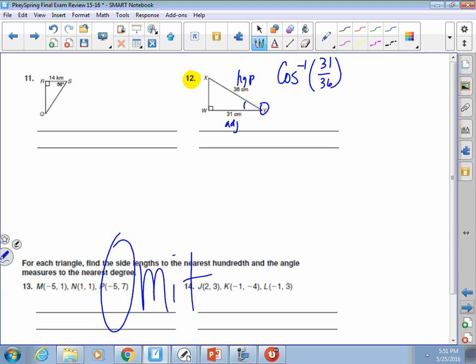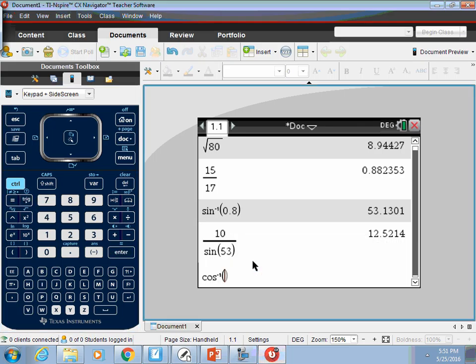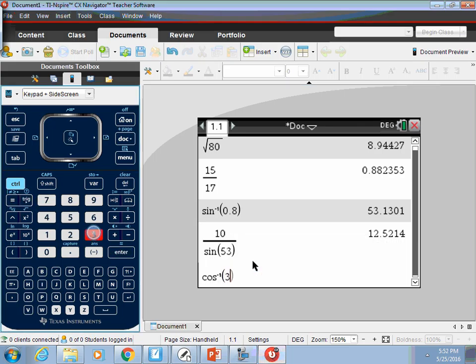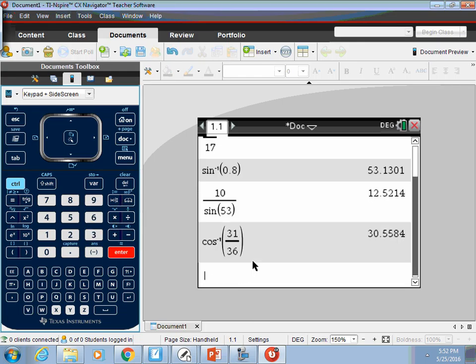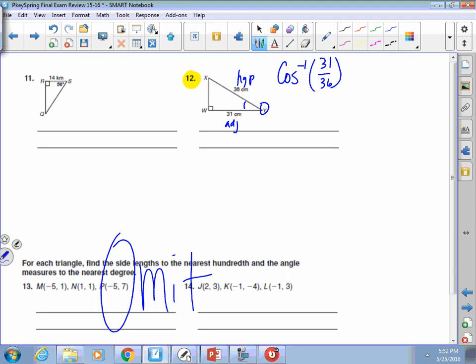Yeah. So when we go to our calculator, we do our inverse trig, cosine inverse of 31 divided by 36. And it's going to be about 31 degrees. So angle y is approximately 31 degrees.